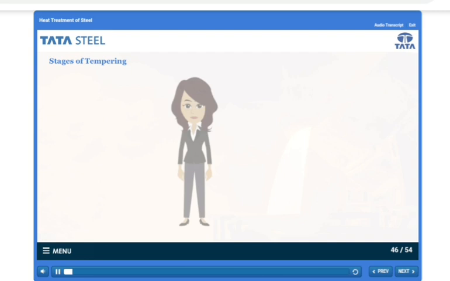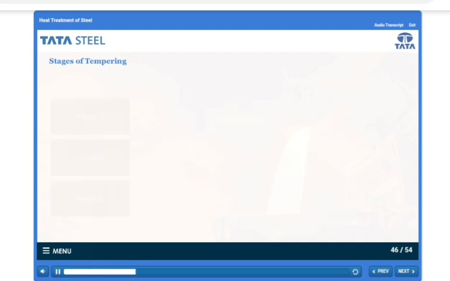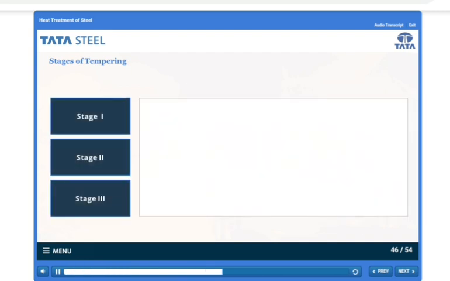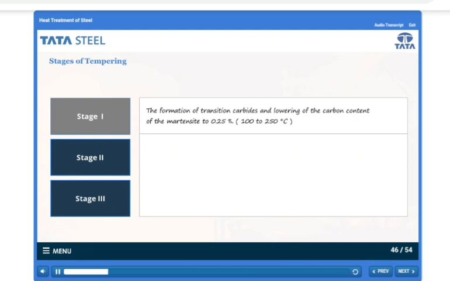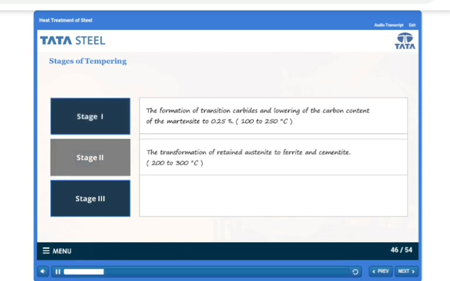There are 3 distinct stages of tempering. Click on each of the tabs to understand them in detail. Stage 1. The formation of transition carbide and lowering of the carbon content of the martensite to 0.25%, 100 to 250 degrees Celsius. Stage 2. The transformation of retained austenite to ferrite and cementite, 200 to 300 degrees Celsius.